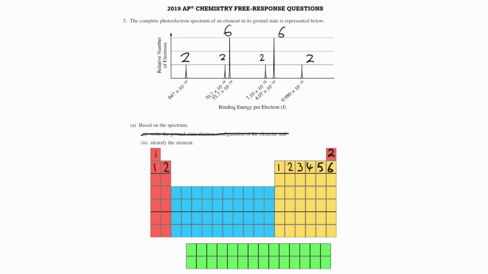So it's now time for a large jump, which is what we see. 1, 2, small jump. 1, 2, 3, 4, 5, 6. Big jump. 1, 2. And at this point, there are no more peaks, so this is the element that we have been asked to identify. Looking at a labeled periodic table, we can see that it is calcium. So the answer here is calcium.